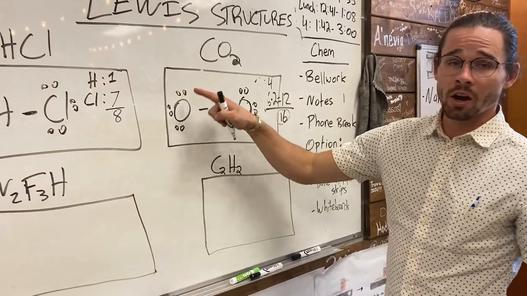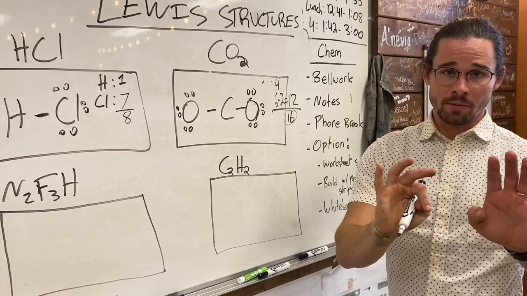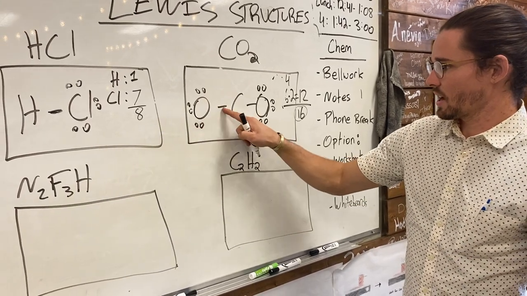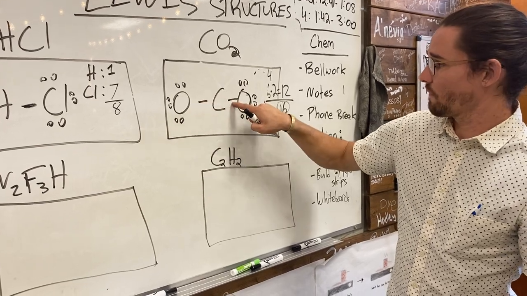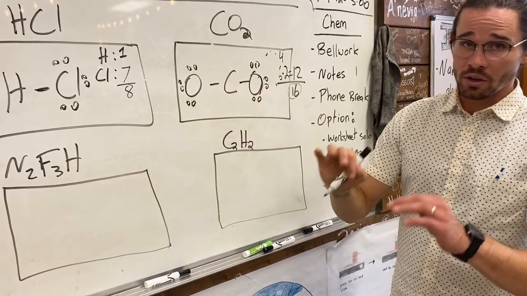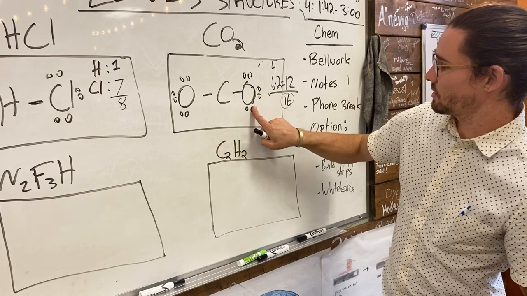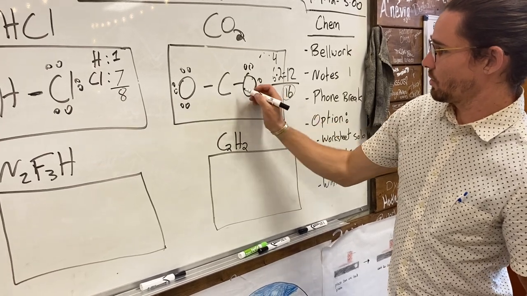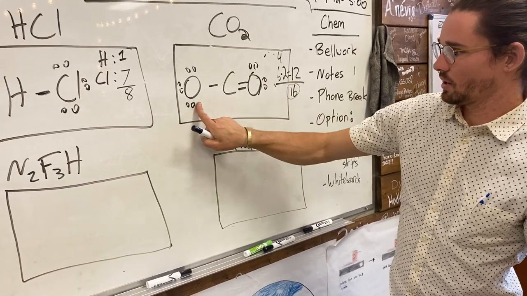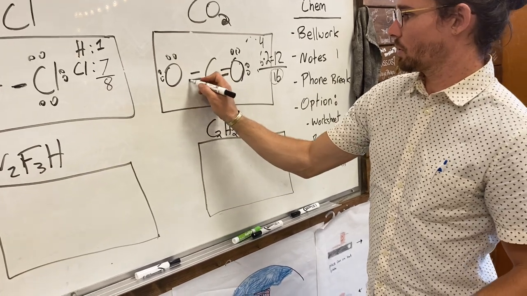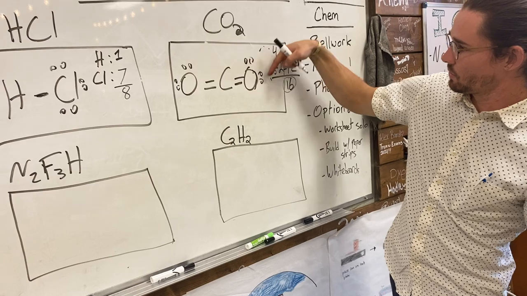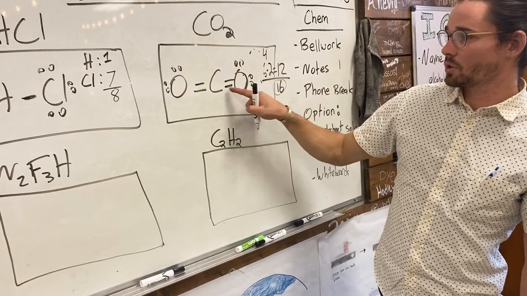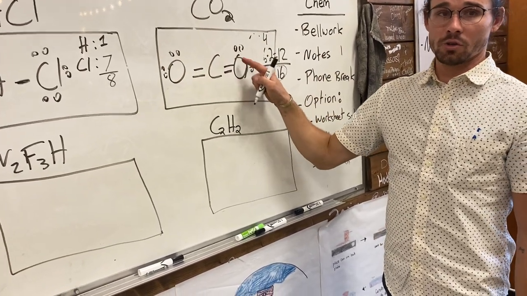I check all of my elements to make sure they have 8, because every element wants to have 8. 2, 4, 6, 8. The problem is carbon only has 4: 2, 4. So it's not happy. The way you fix this is you take these valence electrons and turn them into a double bond. So now oxygen still has 8: 2, 4, 6, 8, but now they're sharing 2 with carbon. So carbon has 4, 2, 4, 6, 8.